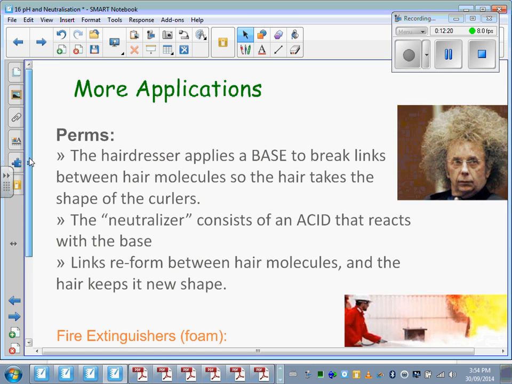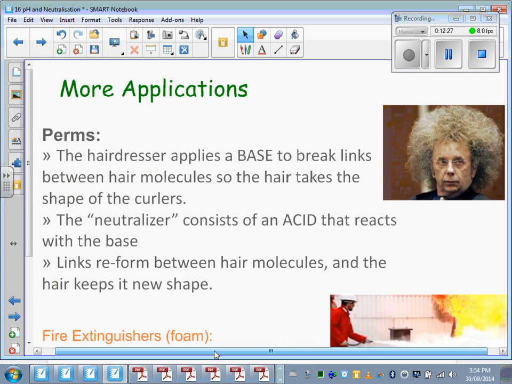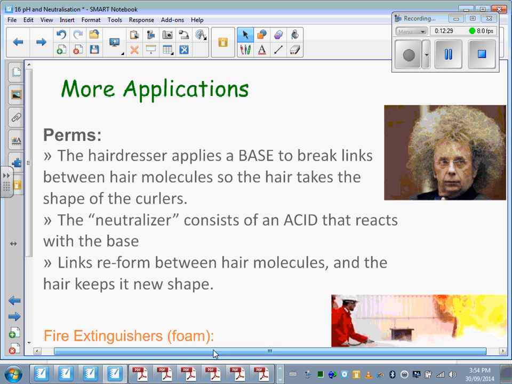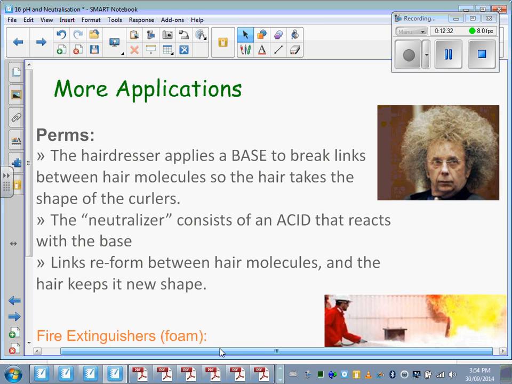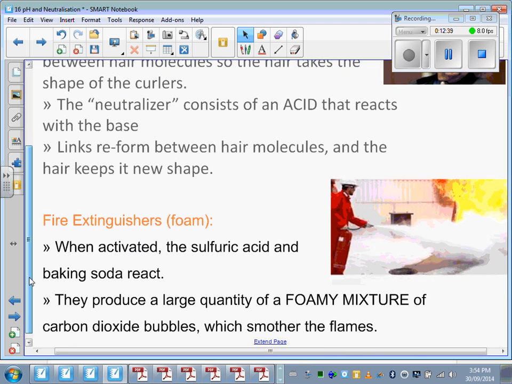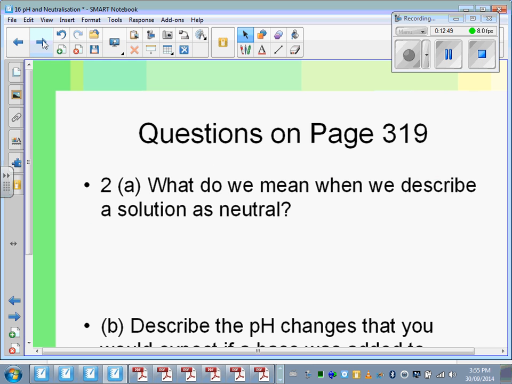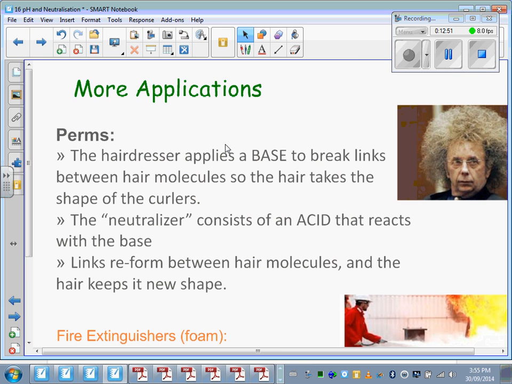Okay, more applications. The wonderful world of perms. Yes, they're used in perming, and the hairdresser applies a base to break links between the hair molecules. So you see this, I think that's Phil Spector on the right there with a monstrous demonstration of a perm. And at the bottom, another example will be fire extinguishers used to generate carbon dioxide, which can smother flames. So there's many different applications to neutralization reactions, and we'll talk a little bit more about it in class tomorrow.